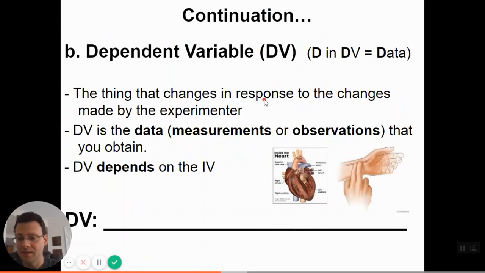The DV depends on it. It's your data, right? So we're doing pulse, so I sit here, I collect my pulse for a minute or whatever, and I get some data. And then I exercise, I do my jumping jacks, and I do the same thing. But the pulse, or my pulse rate, maybe beats per minute, in this case, is my dependent variable. It's what I am actually measuring.